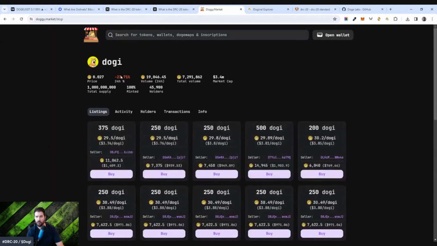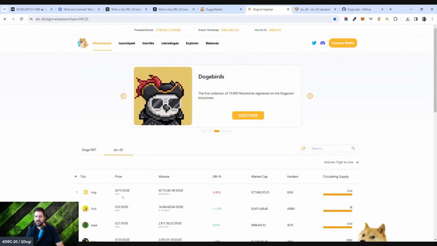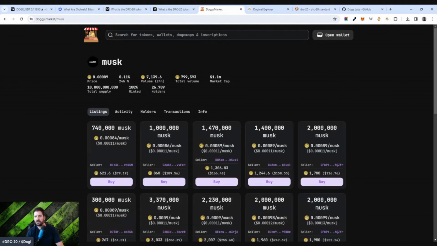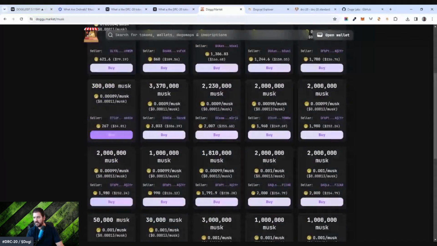Let's go look at Doggy. Doggy's actually gone up just slightly. It's at 376 over here, and over on Dogecoin Ordinals, it's about 367. Slightly different prices here, so you could play the arbitrage if you want. But man, there are so many opportunities. Let's say Musk: volume, token, number of holders. There's 26,000 people holding this Musk token. That's a pretty big network of people, right? You can get in pretty early and pretty cheaply right now for a lot of these things.